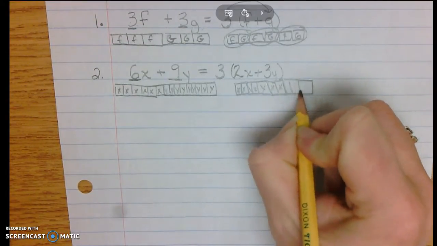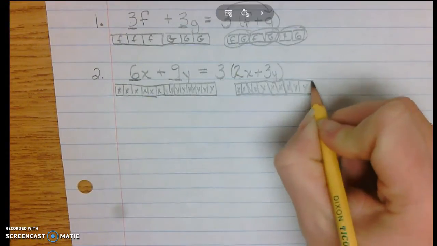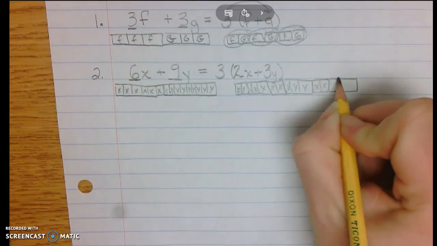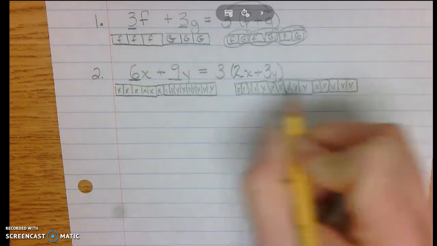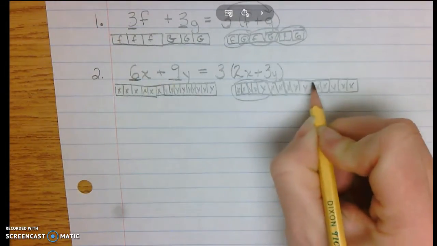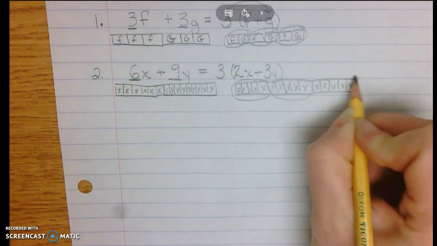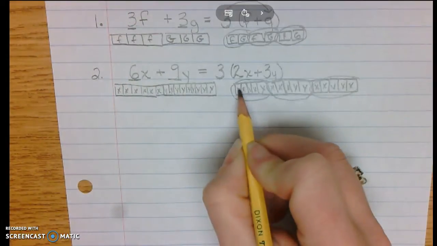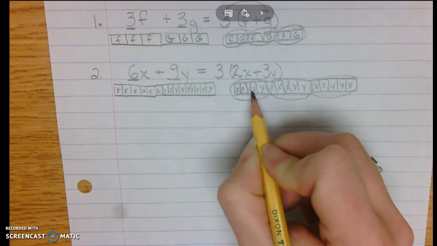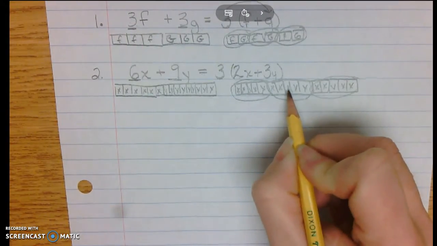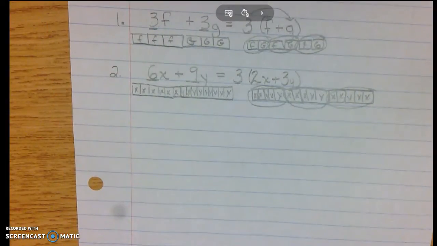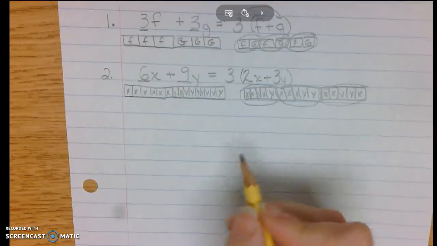2x's, 3y's, 2x's, 3y's. So here's our 3 groups here. That is the same as having 6x's, 1, 2, 3, 4, 5, 6, and 9y's, 1, 2, 3, 4, 5, 6, 7, 8, 9. So the same amount, just again, gives us some different options here.